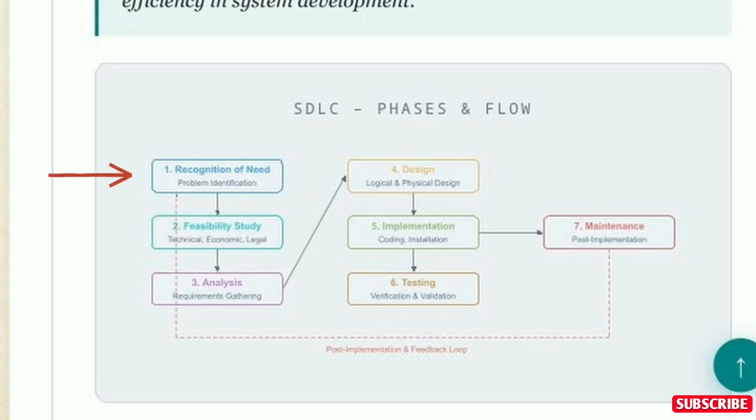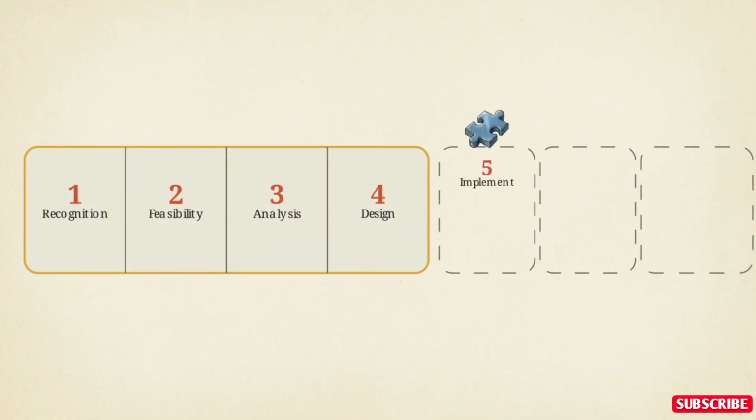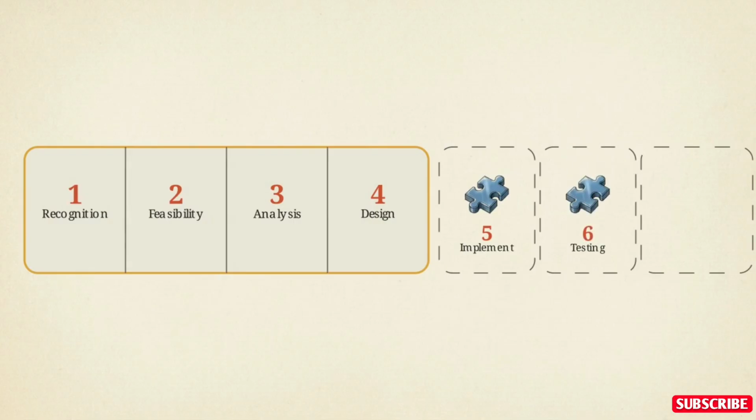It begins with the recognition of need and progresses systematically through feasibility, analysis, design, implementation, testing, and finally, post-implementation maintenance. This progression is strictly chronological. Notice that actual implementation and testing do not occur until phases 5 and 6.